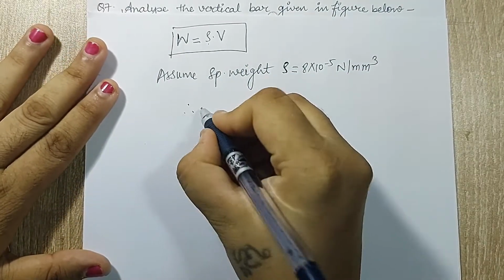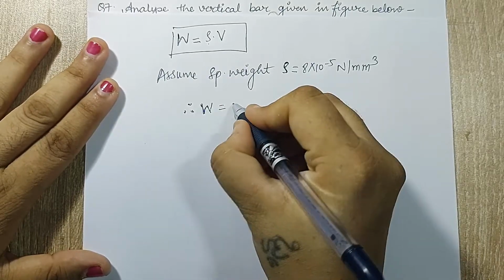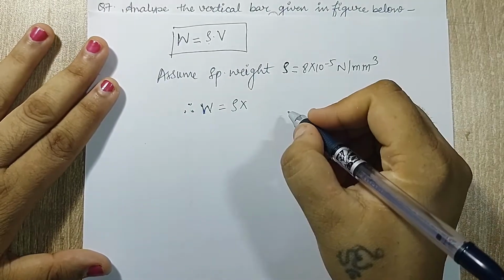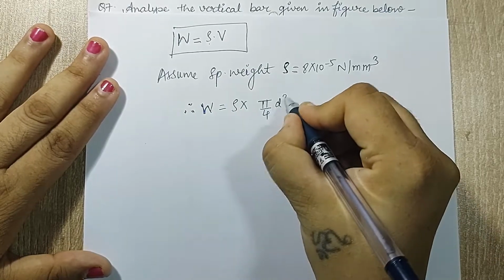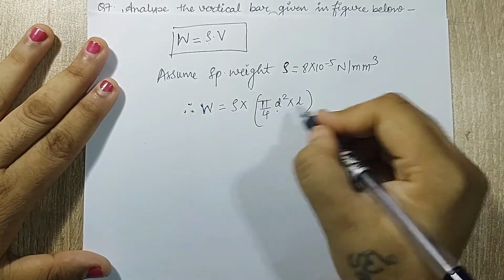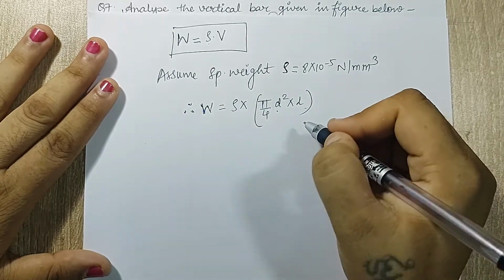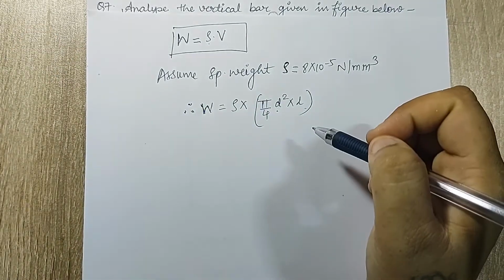So here I will get W is equal to rho times volume. For volume, I can write it as pi by 4 d square into L, area into another dimension is also volume. So I am just rearranging this formula.